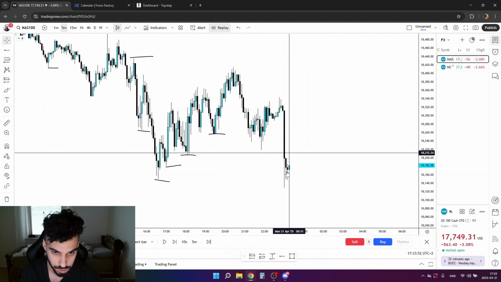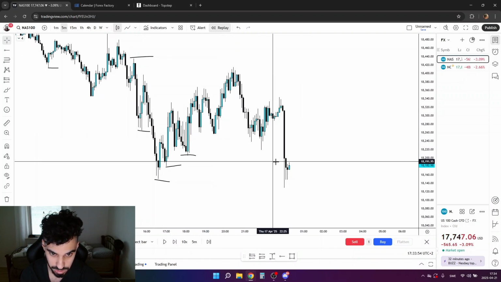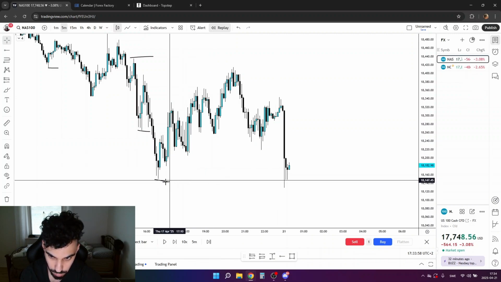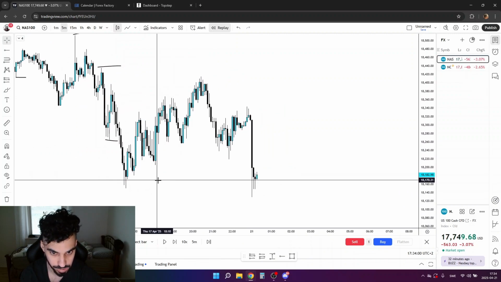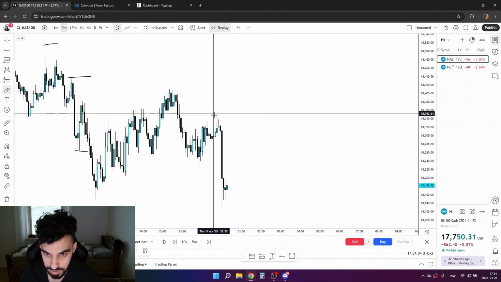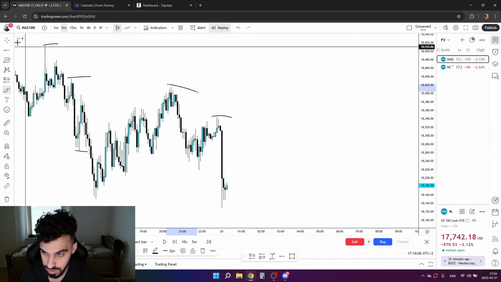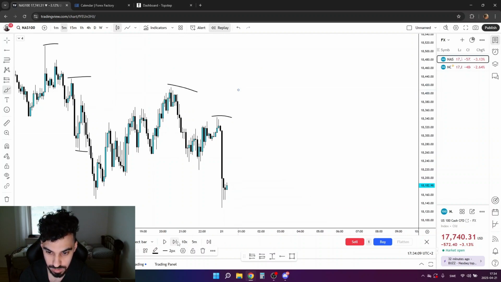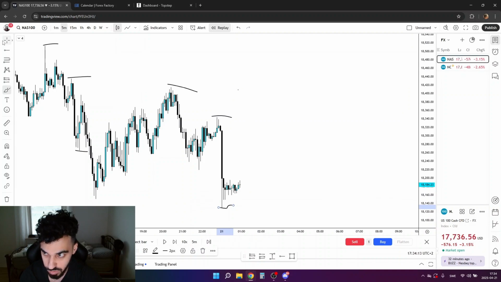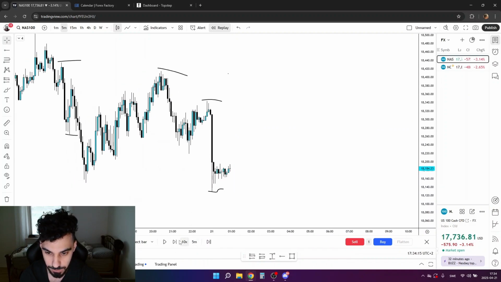Boom, see, we just dropped down, took out this liquidity, took out this liquidity, this one, and then this one. So we just took out all the liquidity that is here, and now we have liquidity above this high and this high. Let's see if price goes up and takes that out. And don't forget that now, as price is pushing up, we are creating more liquidity here.